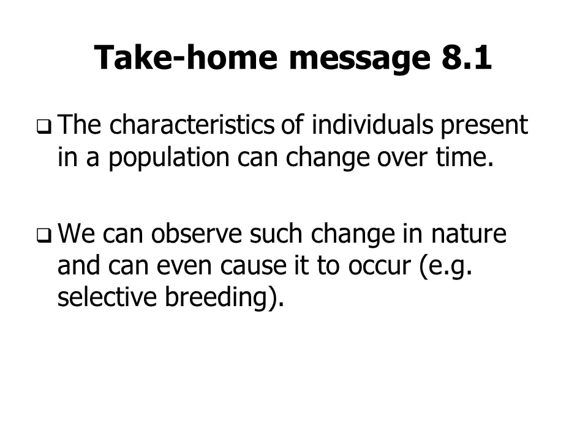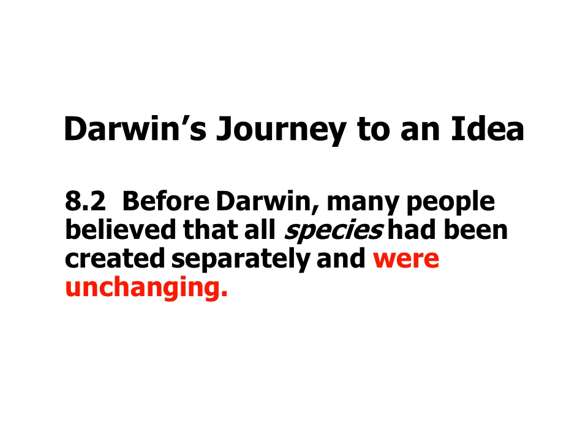Here's the take-home messages. The characteristics of individuals present in a population can change over time. So we saw that change in the population becoming having more antibiotic-resistant individuals than at the start. We can observe such change in nature and can even cause it to occur. So selective breeding would be an example of dogs, of crops, things like that.